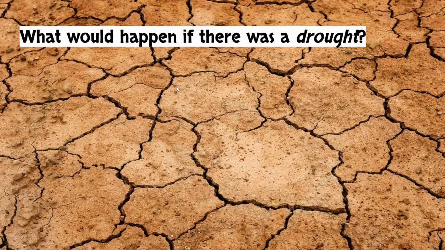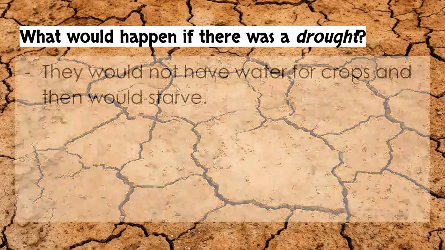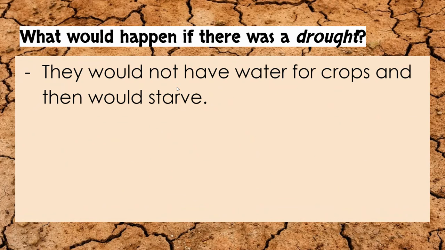So what do you think would happen if there was a drought in ancient Mesopotamia when they didn't have modern conveniences like running water? Well, they wouldn't have enough water for crops and they would starve. So they had to come up with some adaptations, modifications, to help with this situation.